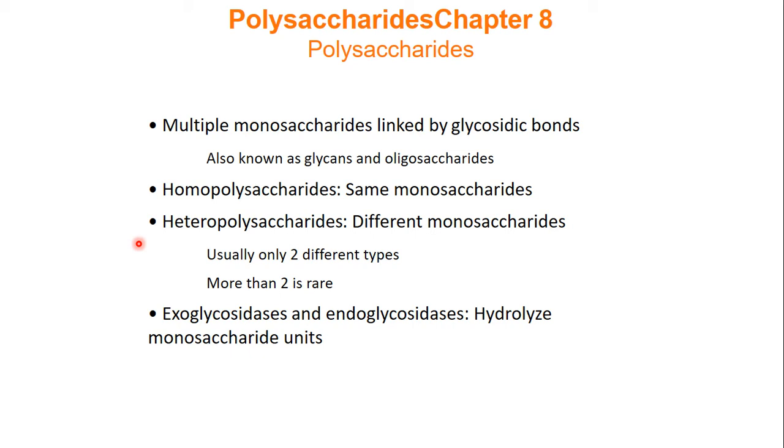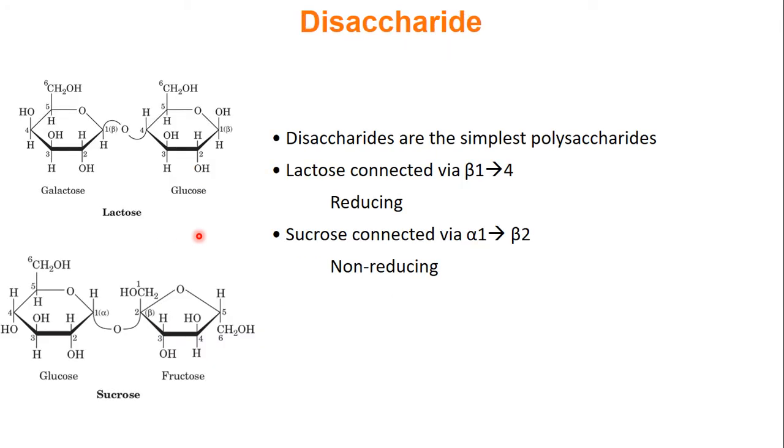Now, to cut these polysaccharides, we have exoglycosidases and endoglycosidases. And it's similar to our peptidases that we talked about, to cut proteins. Same idea. Exo cuts on the ends, and endo cuts in the middle. Now we're going to begin to look at our polysaccharides by looking at disaccharides. And disaccharides are the simplest polysaccharide you can have.